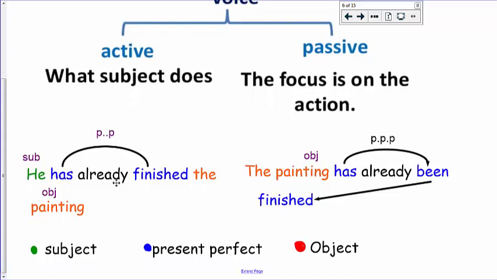He has already finished the painting. He. So we know that he finished the action here. The painting has already been finished. Here I'm focusing on the action itself, the painting. What happened to the painting? It has already been finished. So here the colors, which means the green one for the subject, the blue one for present perfect, the red one, it means object.